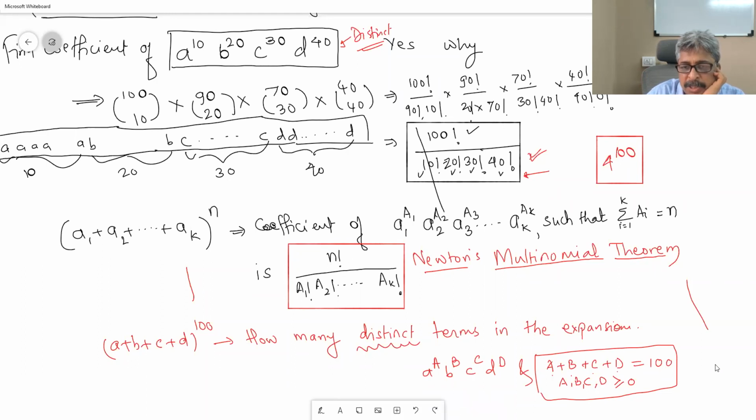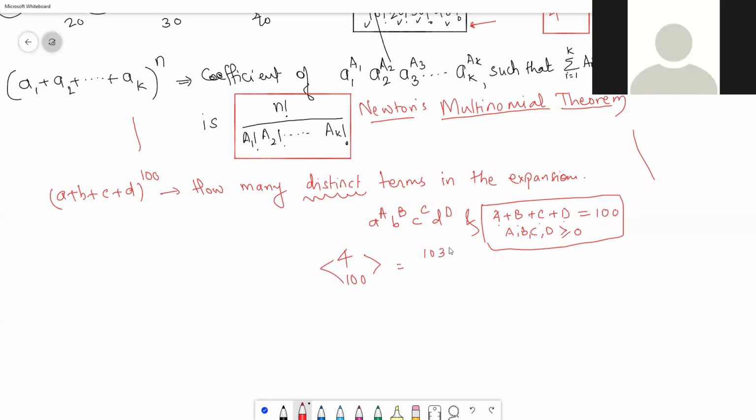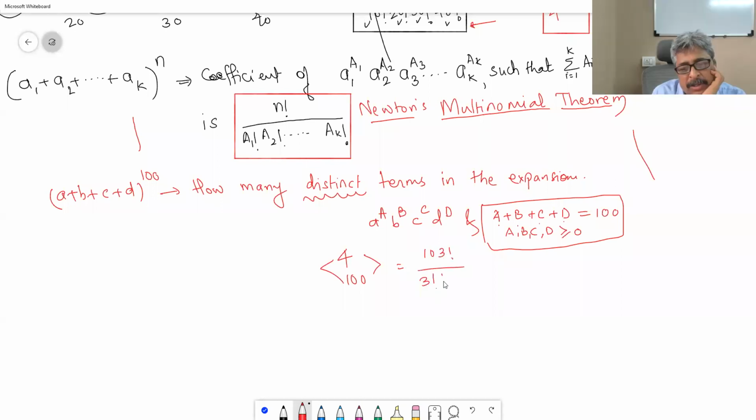A plus b plus c plus d is equal to 100, and all a, b, c, d must be greater than or equal to 0. Therefore, in how many ways we can achieve that is the total number of distinct terms that we are going to have, and hence the answer is 4 elbow 100, which is 103 factorial upon 3 factorial into 100 factorial. These many distinct terms. That is all about multinomial theorem. Let me give you a couple of problems.